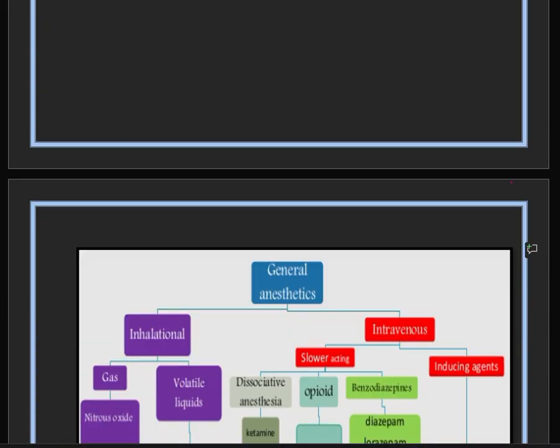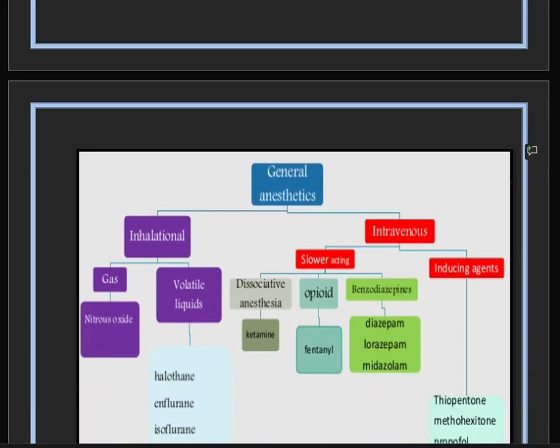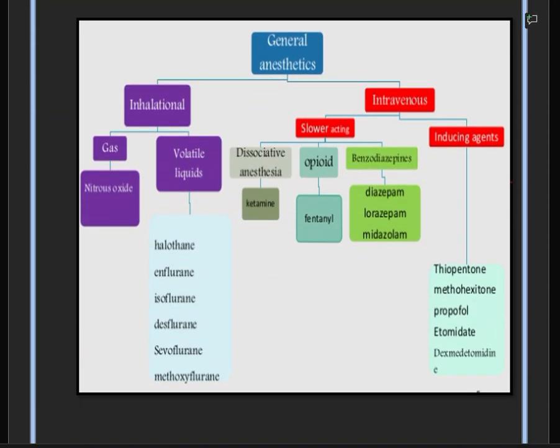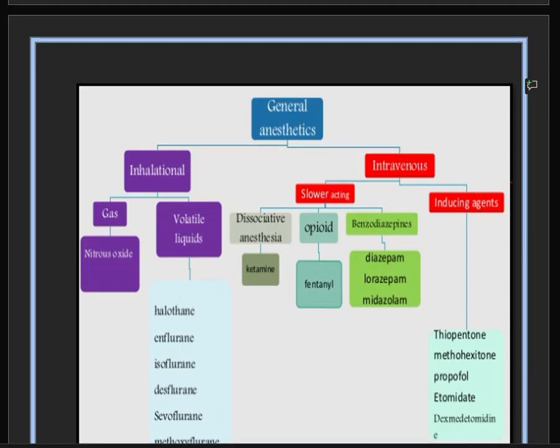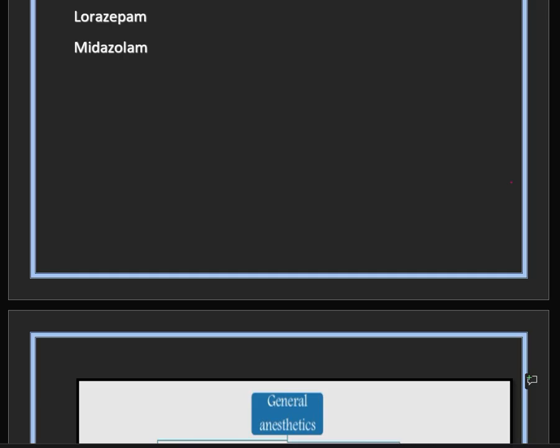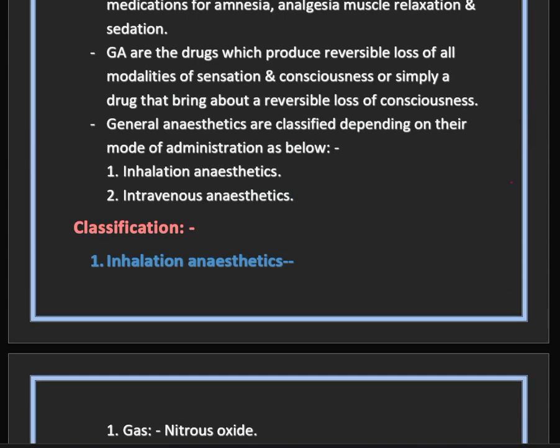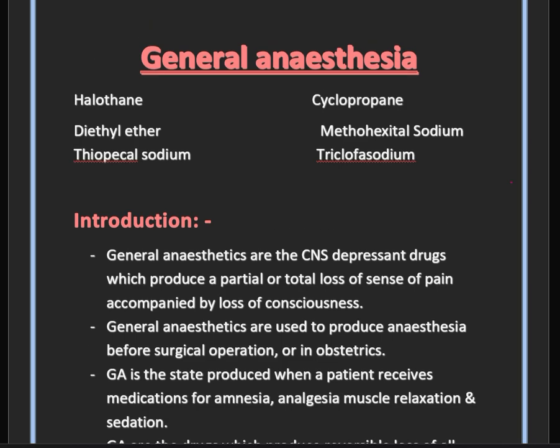Then this is the tree diagram of general anesthetics and the classification of general anesthesia. It is important for chemistry, that is, 4 marks. We have already discussed in the syllabus question paper on anesthetic drugs. So let's begin today's lecture now: definition and classification of general anesthesia.